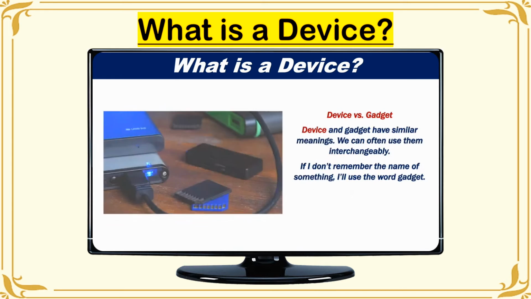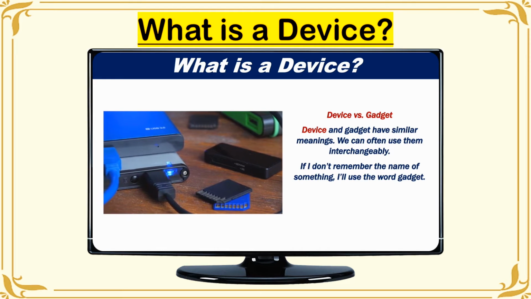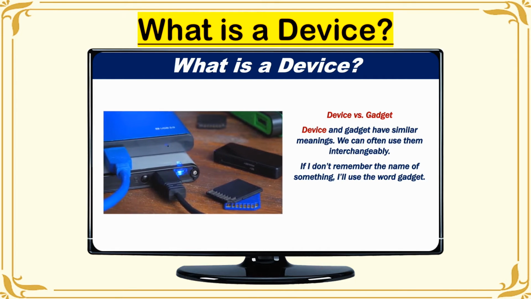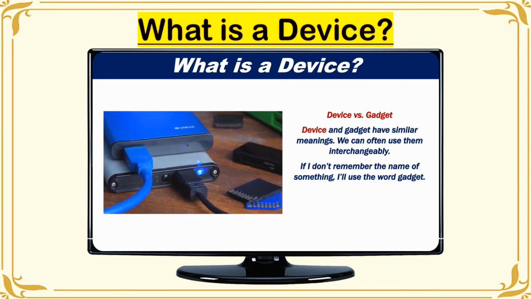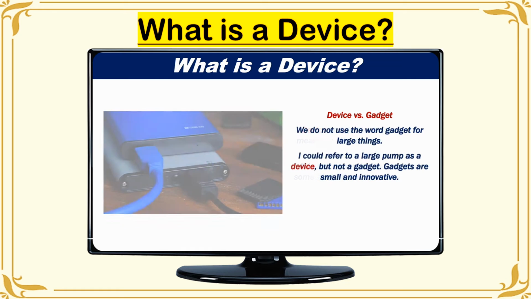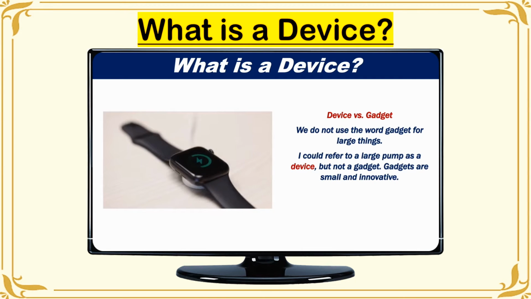So what's the difference between a device and a gadget? Device and gadget have similar meanings, and we often use the terms interchangeably. If I don't remember the name of something, I'll use the word gadget. Yet we don't use the word gadget for large things. I could refer to a large pump as a device, but not a gadget. Gadgets tend to be small and innovative.